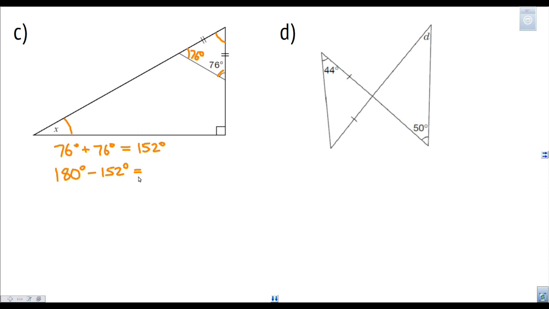28 degrees. Okay. Now, let's look at this big triangle here. So this angle here, it's a right angle. So I know that that is 90 degrees.